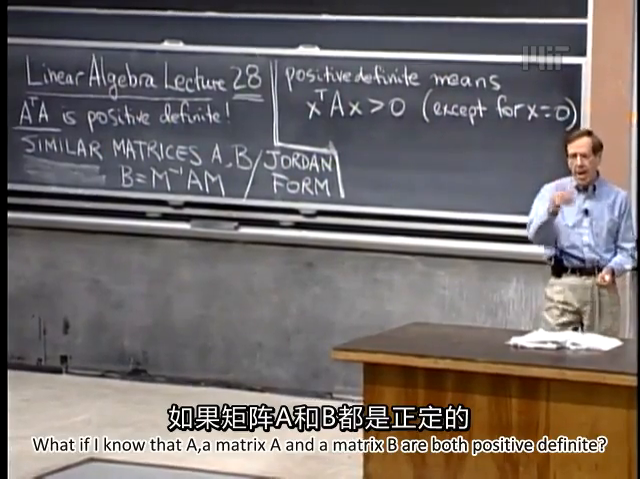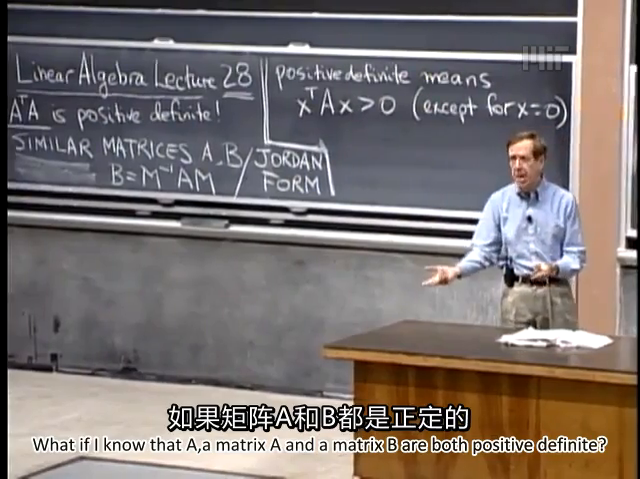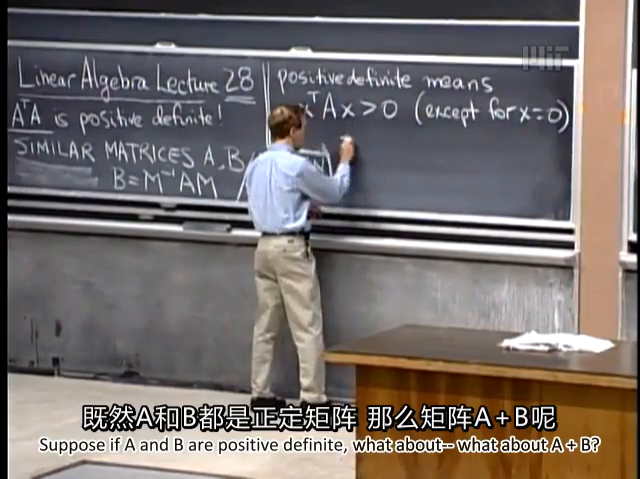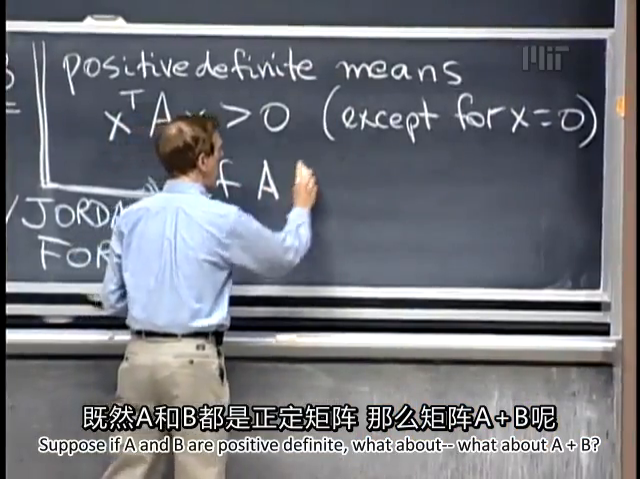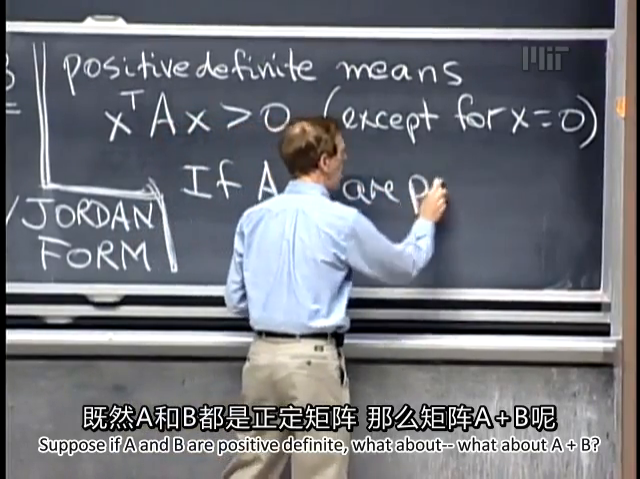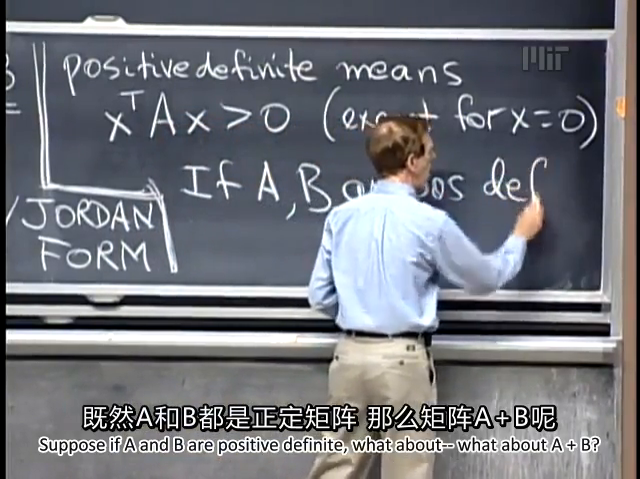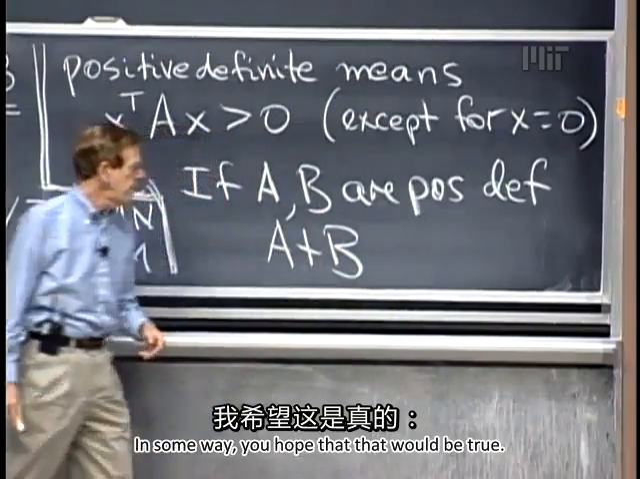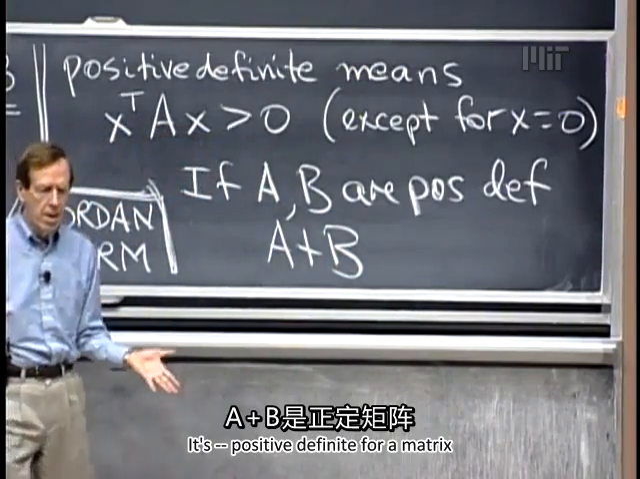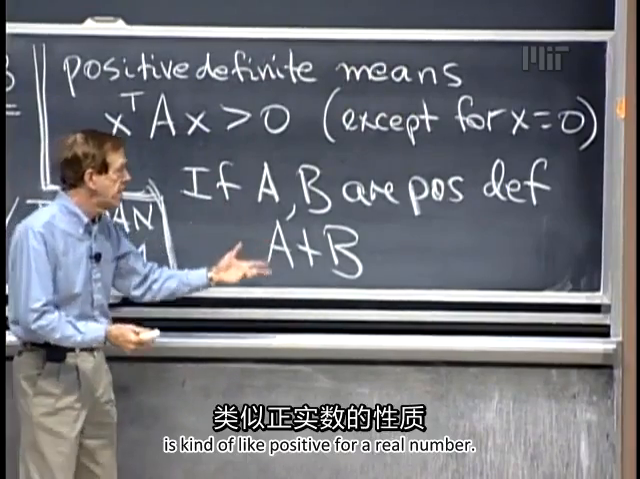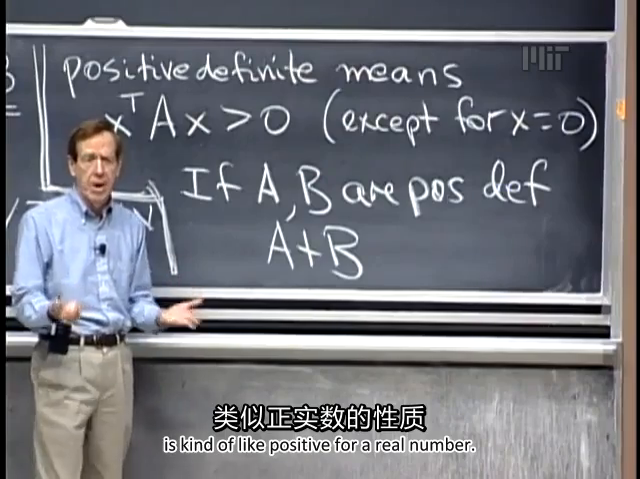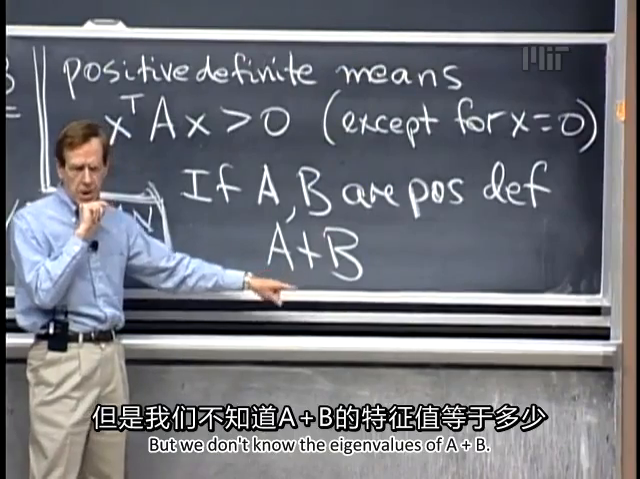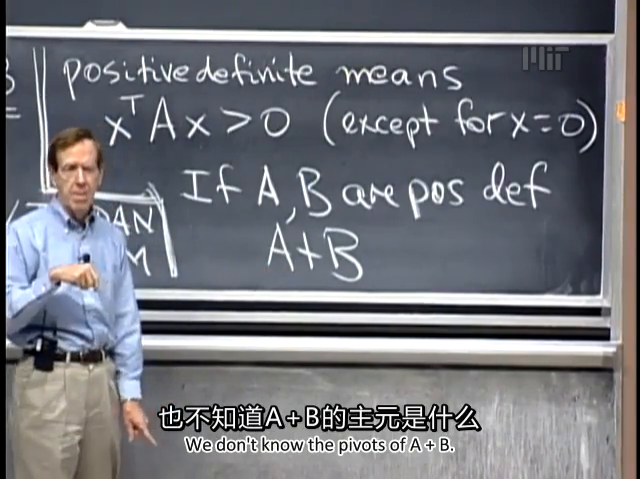What if I know that a matrix A and a matrix B are both positive definite? Let me ask you this. Suppose A and B are positive definite, what about A plus B? In some way, you hope that that would be true. Positive definite for a matrix is kind of like positive for a real number. But we don't know the eigenvalues of A plus B. We don't know the pivots of A plus B.